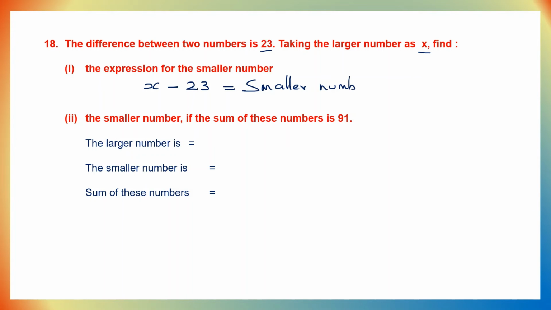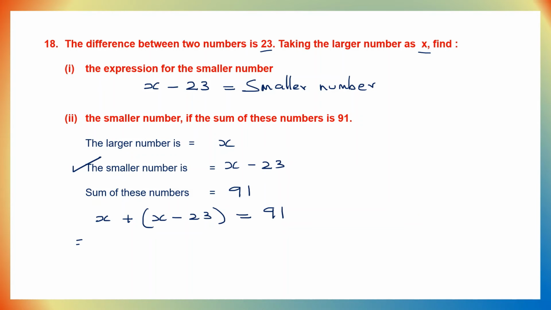Now, the second part is we have to find the smaller number. So what is the larger number? The larger number is x. The smaller number is x minus 23. And the sum of these numbers is 91. Now let's find the smaller number. This is what we need to find. So the sum of these numbers means when you add up these, so x is the larger number. Let me take the smaller number with it, x minus 23. Together, when you add up, they should give 91.